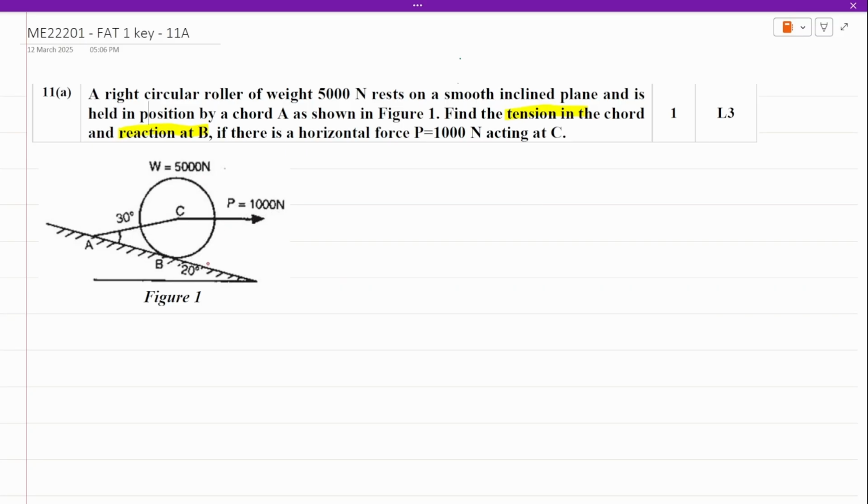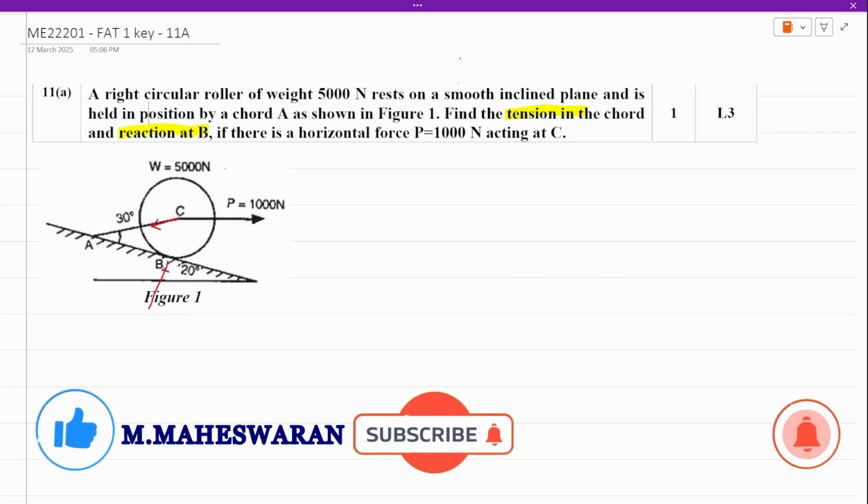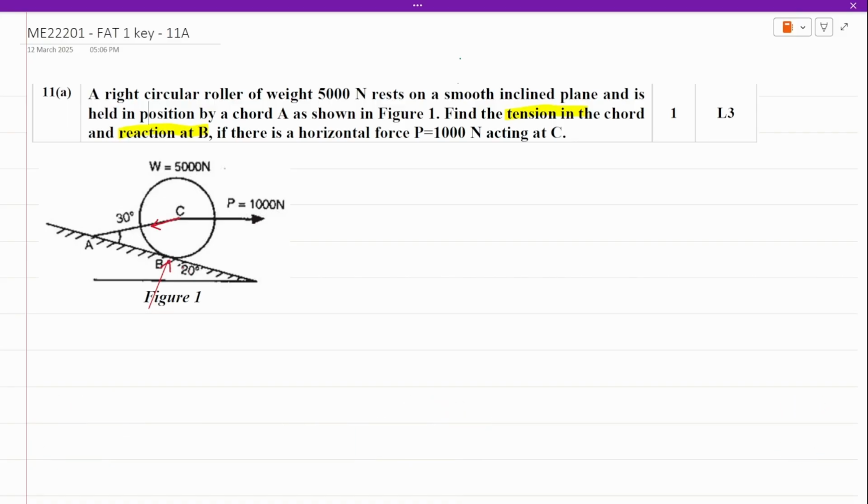So where will the forces be acting? If I consider from C to A, it is connected by means of a rope, so you have a tension along this direction. At point B, it is in contact with an inclined plane, so you have a reaction perpendicular to it. This angle is 20 degrees with respect to horizontal, that is the x-axis.